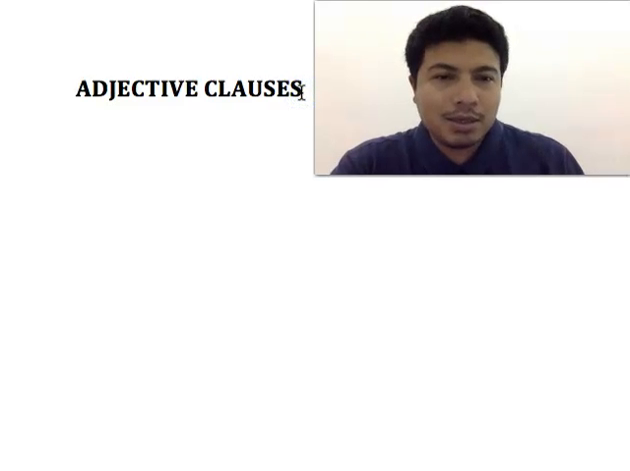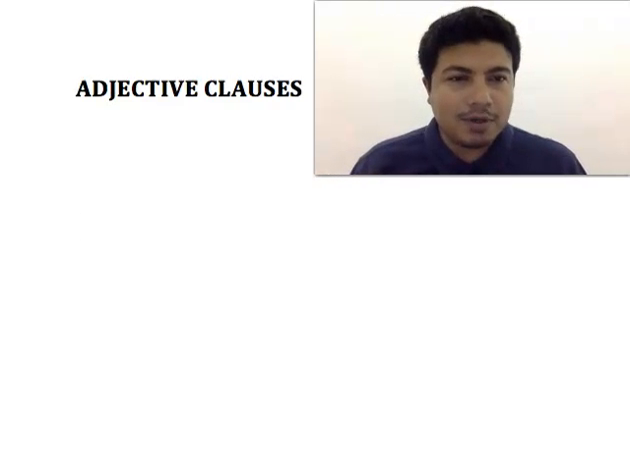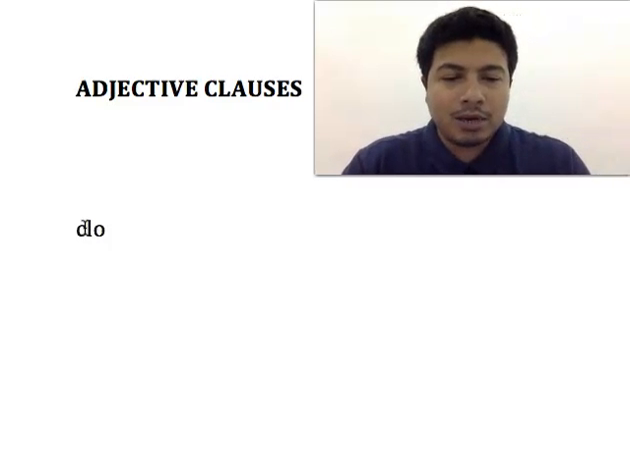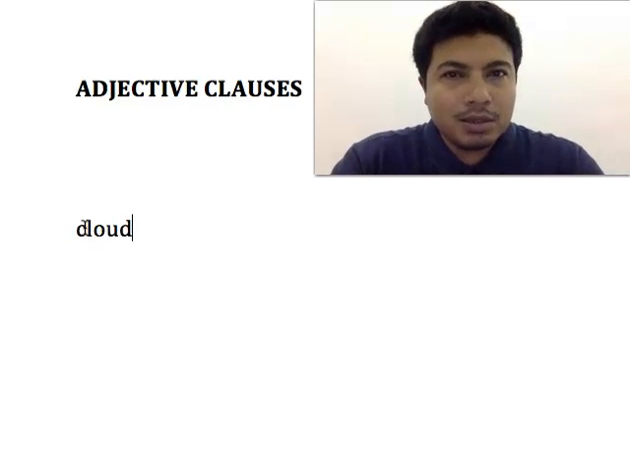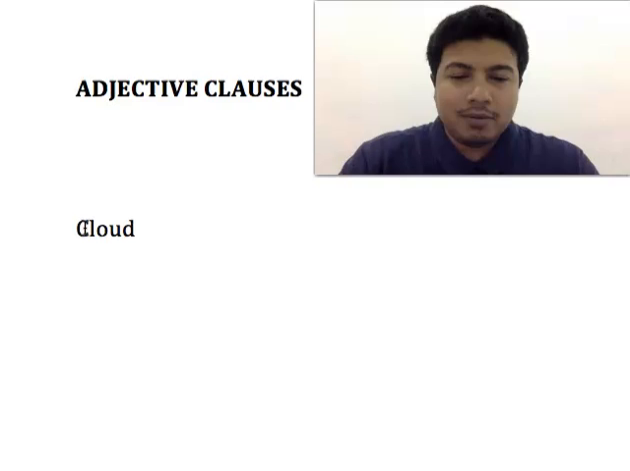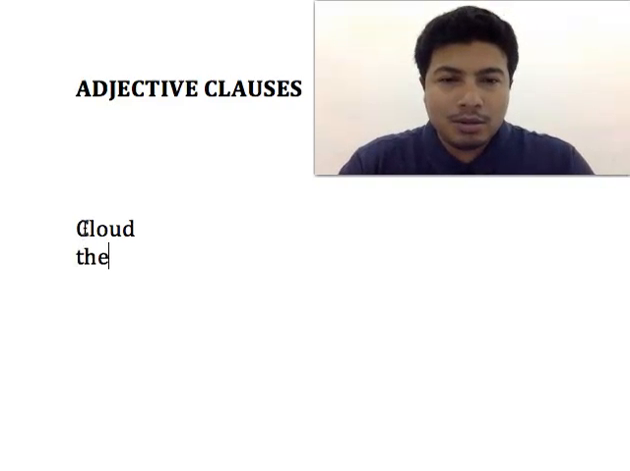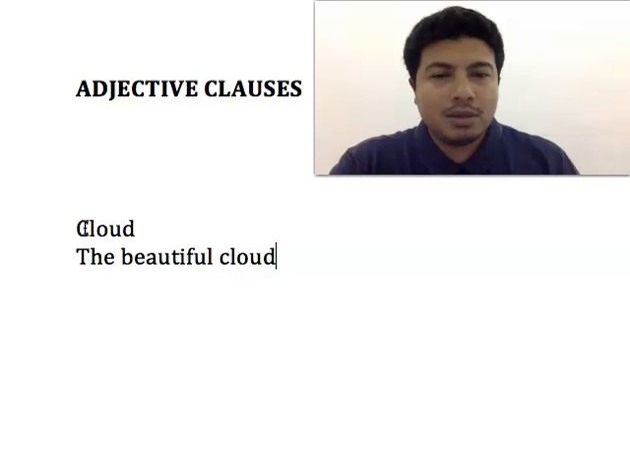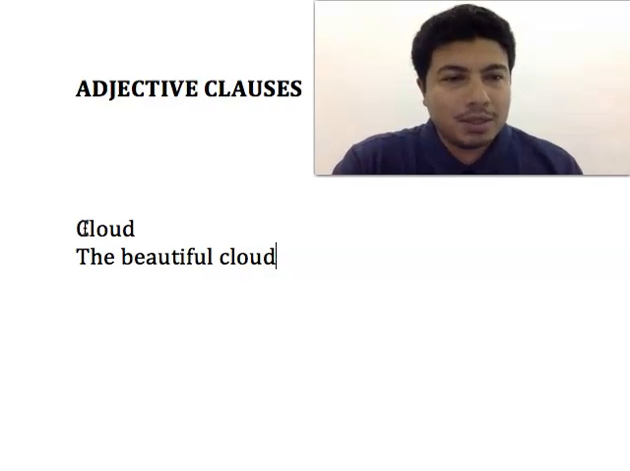When we write, in writing, we have different levels. First, we have letters, and with letters we form words. For example, the word cloud, and that is a single word. After a word, we have what we call a phrase. For example, when we say the beautiful cloud, that is a phrase. So a phrase is not a complete sentence.